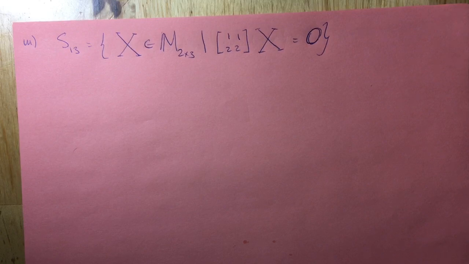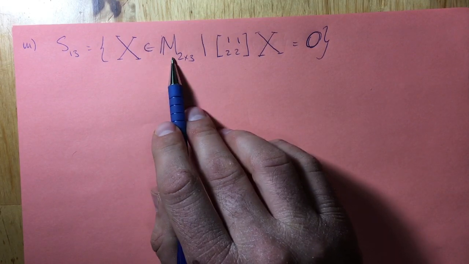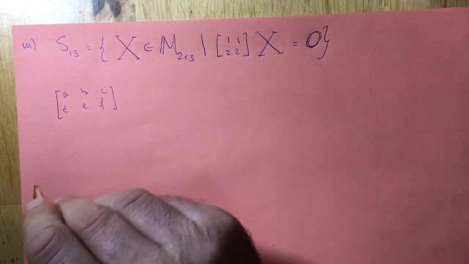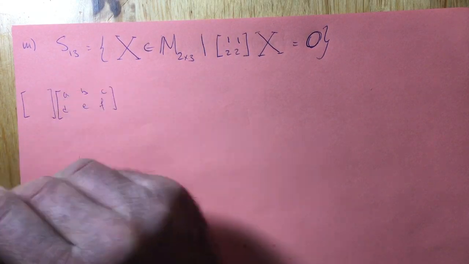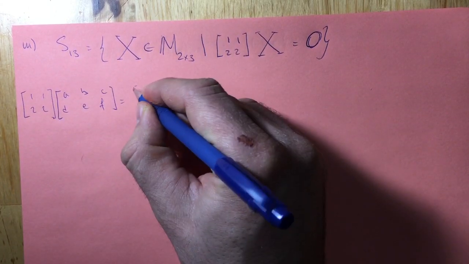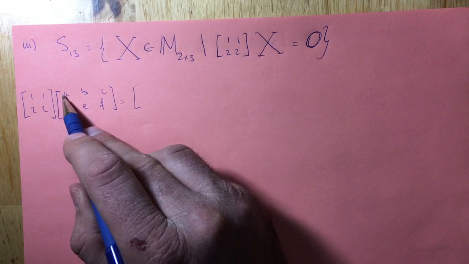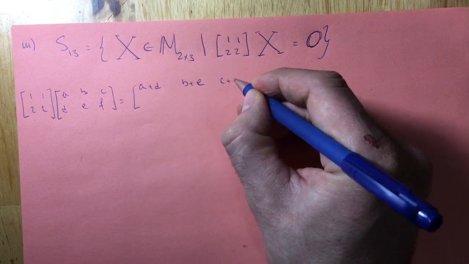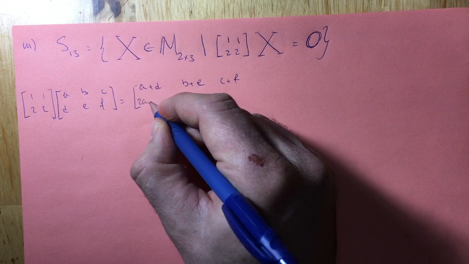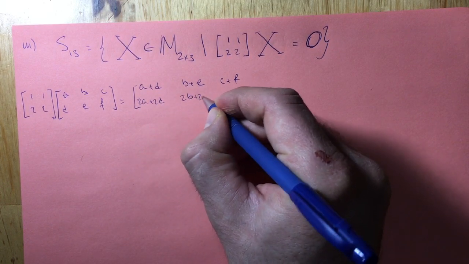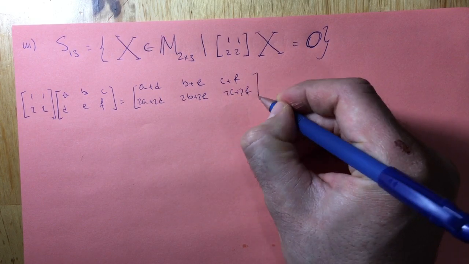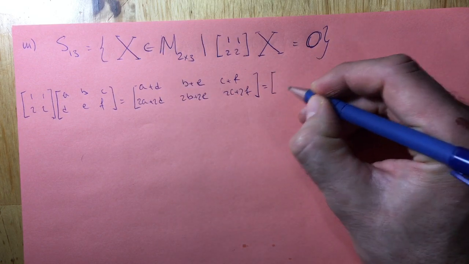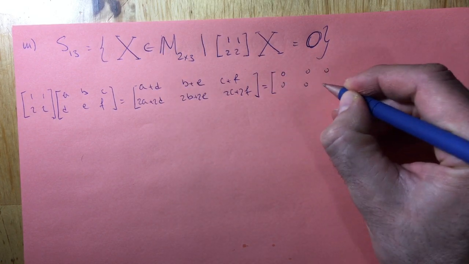And S13 finally, so I have the set of 2 by 3 matrices, so that means [a, b, c; d, e, f] times [1, 1; 2, 2]. Well, let's calculate this product. This is 1 times a plus 1 times d, that's a plus d, b plus e, c plus f, and then 2a plus 2d, 2b plus 2e, and 2c plus 2f. And this has to be equal to the 0 matrix in the vector space of 2 by 3 matrices, so 0, 0, 0, 0, 0, 0.